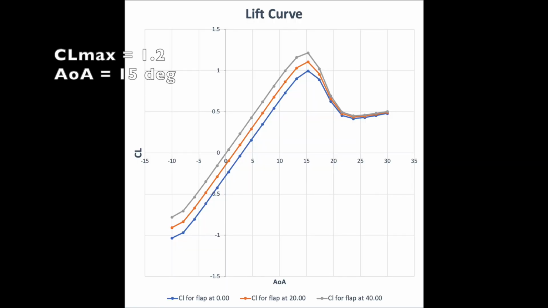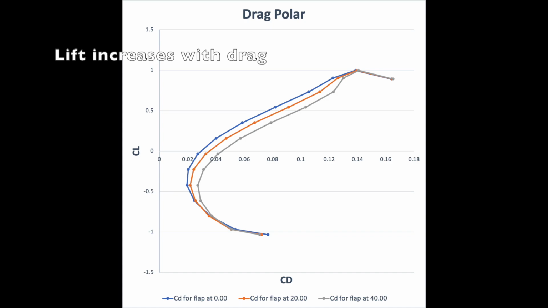Next, the data of the flight performance characteristics of the Albatross UAV will be presented based on the static wind tunnel test results. Firstly, let's take a look at the lift curve slope for different flap settings. As can be seen, the CLmax for the Albatross UAV is 1.2 and it occurs at an angle of attack of 15 degrees. Next, let's move on to the drag polar.